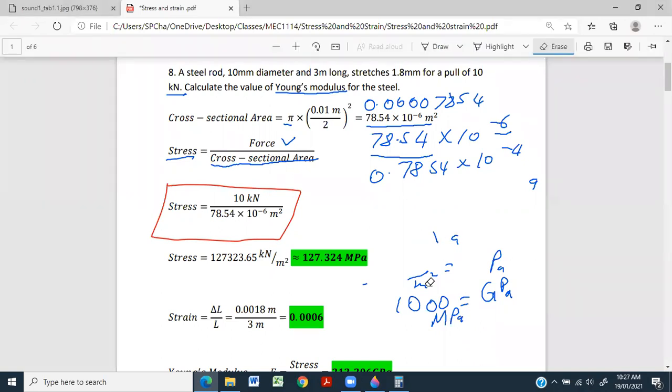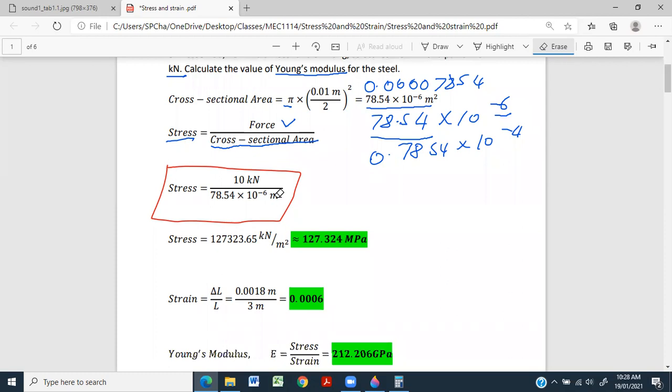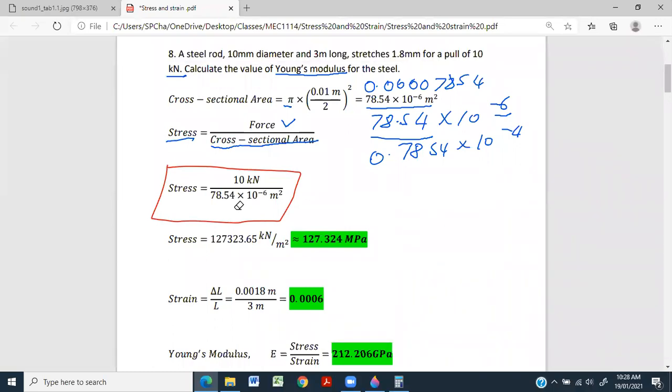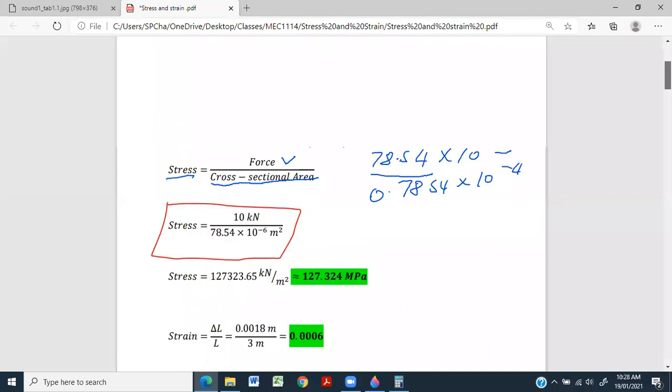So after finding this answer for stress, we had 127.324 megapascals. Yes, that's correct. Good. I know that the conversion can be difficult sometimes, but with practice it'll come and you'll start finding easier ways to manage your numbers. If it's too difficult, just keep the numbers whole, plug them back into your calculator, and the calculator will do the hard work for you. You don't need to manage all your powers and things like that. So let the calculator do your work if you find it difficult to manage the conversions. All right, good.